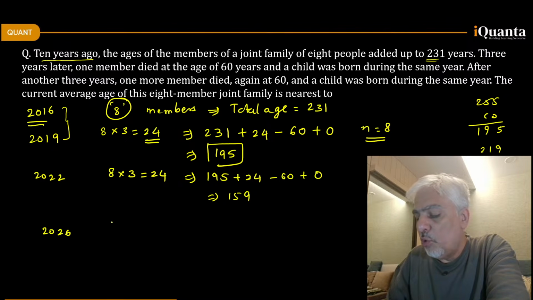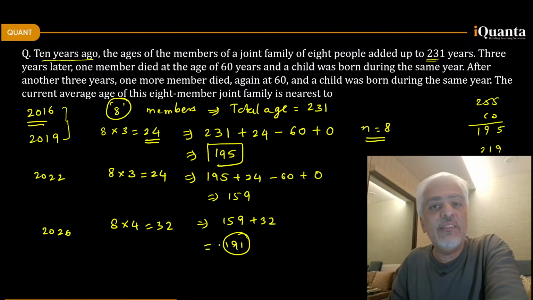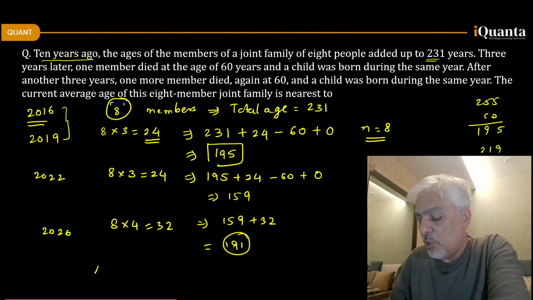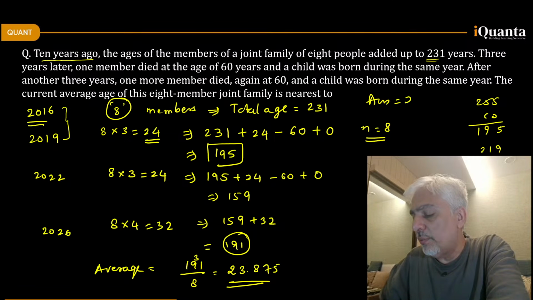Then the current age. Current means now, 2026. 4 more years. There are still 8 people. 4 more years means everybody will grow older by 4 years. So 32. So 159 plus 32 is 191. So the total age becomes 191 for 8 people. So the average becomes how much? 191 divided by 8, very close to 24. It is 23.875. So the answer which we will mark is 24.